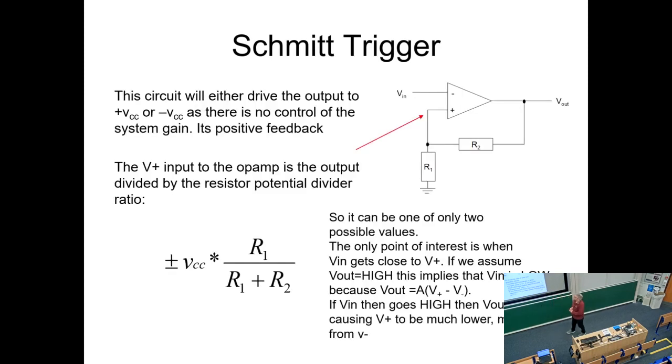All right, so the circuit will drive the output either to plus VCC or minus VCC, the supply voltages. And you can see what's going on here. As I said, we've got a potential divider there, so that will be the input to V plus: either plus or minus VCC multiplied by that potential divider. And the only point of interest is when Vin gets close to whatever value happens to be on the reference pin. And then the magic happens.